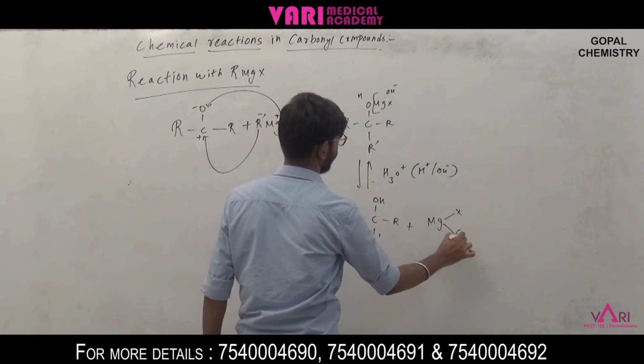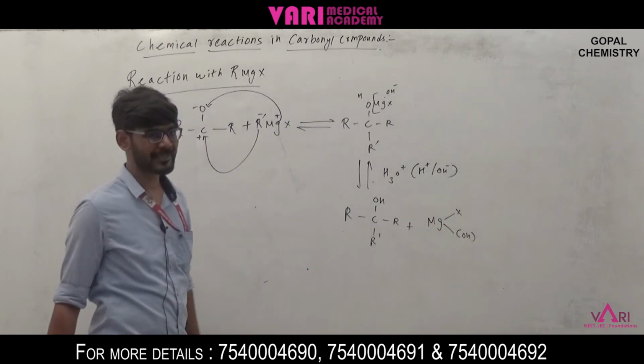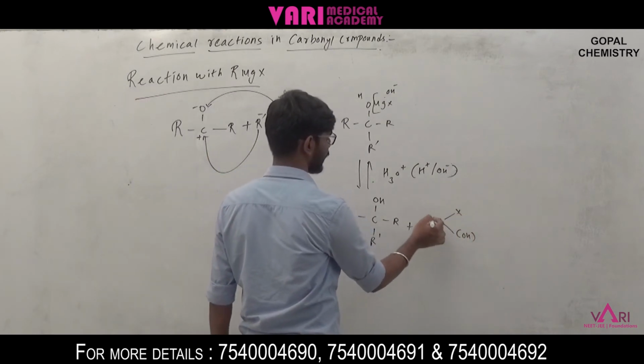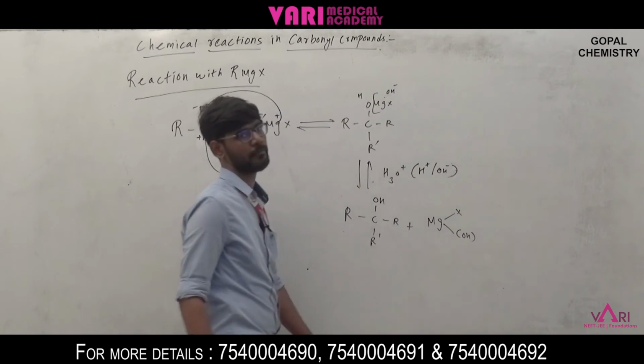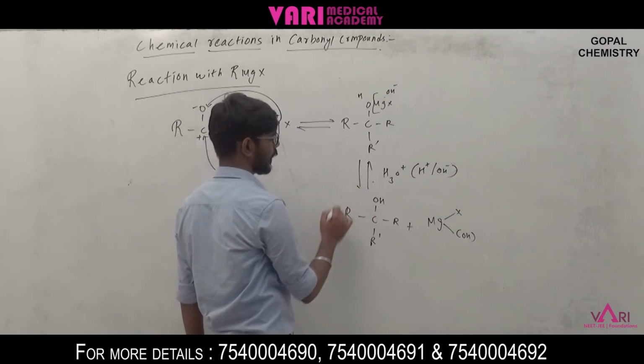MgX and OH minus. See, so what is the oxidation state of magnesium here? 2 plus, because it is also minus. So then the magnesium is in +2 oxidation state. Okay. So this is tertiary alcohol, right?